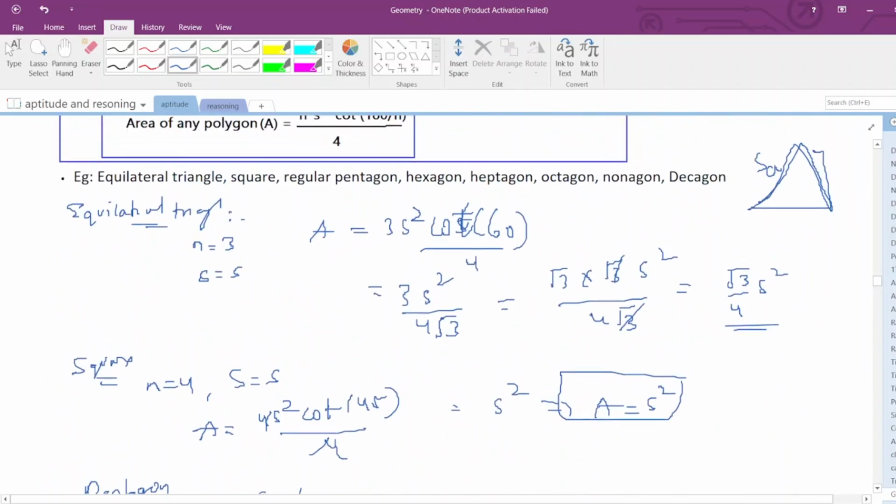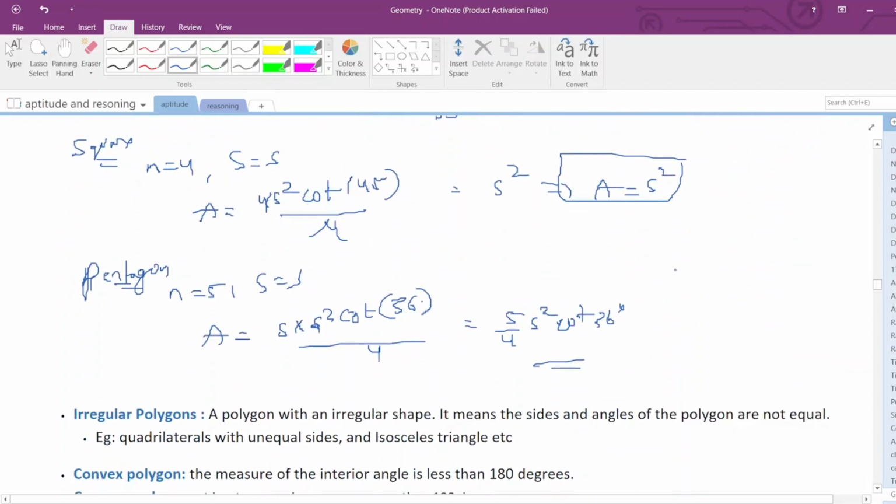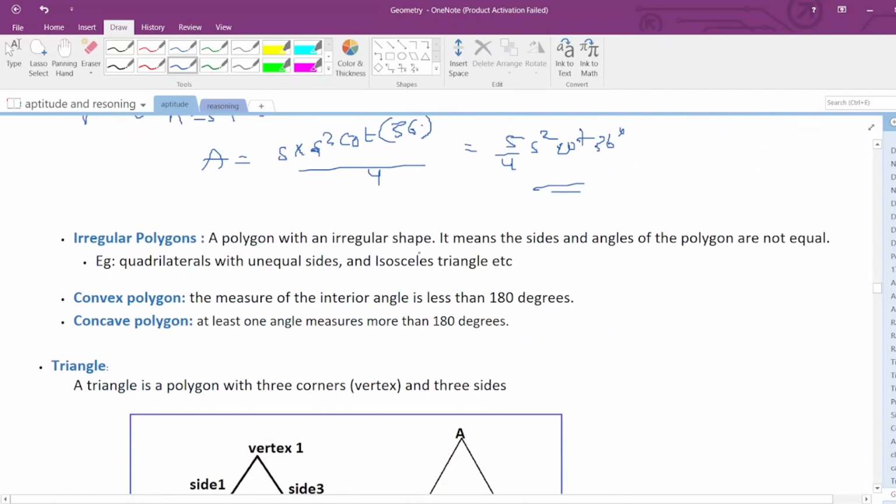In the same way, just try to find it for the hexagon, heptagon, octagon, nonagon and decagon. Whatever you get will be the answer. So this is about the area, and there are many types. As of now we discussed regular polygons. Now I'm talking about irregular polygons. An irregular polygon is the opposite of regular, which means its sides and angles are not equal. If you consider an isosceles triangle, only two sides are equal, the other side is not equal. Or a quadrilateral with unequal sides. All these are irregular polygons.